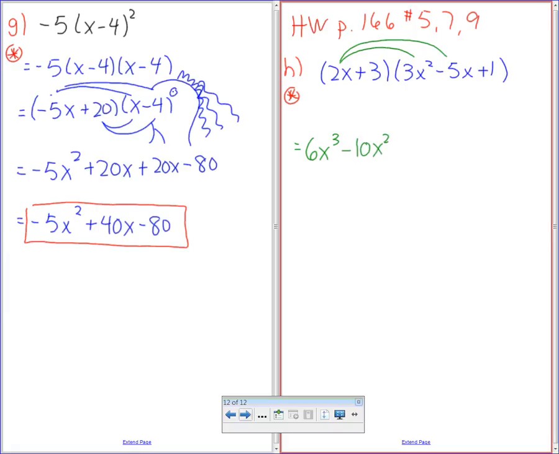Here comes the brave part. What's the next thing that I should multiply, please? The idea is the 2x, just like before, everything on the left multiplied by everything on the right. Everything in the 2x is going to multiply by all three of these things. Plus 2x. Everything on the 2x multiplies by everything on the right-hand side. We're going to do the same thing with the 3, in red. So 3 times 3x squared is going to be 9x squared. 3 times negative 5x is going to be negative 15x. And 3 times 1 is going to be plus 3.